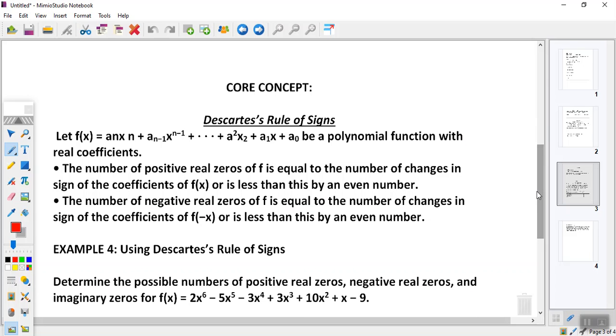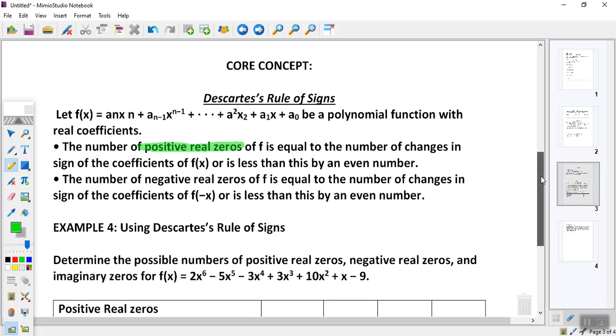And what this says is this. Let f of x be a polynomial function with what kind of coefficients? Real coefficients. It says the number of, okay, I'm going to highlight this, and you might want to underline it in your notes, the number of positive real zeros of f is equal to the number of changes in the sign of the coefficients of f of x, or is less than that by an even number. So less than that by an even number would be going down by how much each time? 2's. Okay, so let's talk about this. The number of positive reals can be the following, kids.